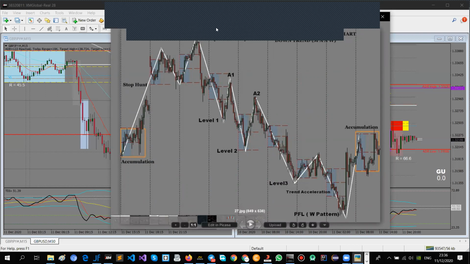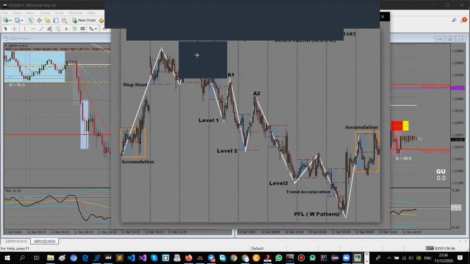Then there's the M, A1, A2, then A3, level 3, then the peak formation low, W here, W pattern. From there, accumulation, this level 1 is getting back into level 1 here. A, level 1, level 2, level 3, 3 high. Trend acceleration to the downside, peak formation low here, giving us a W formation.